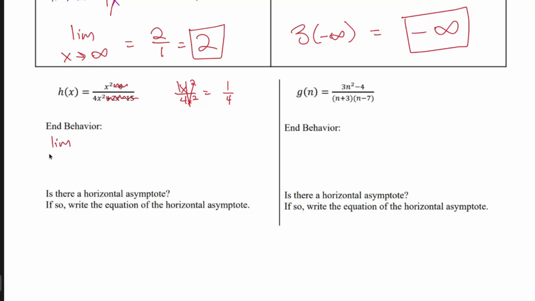So the limit as x approaches negative infinity of h of x is going to be 1/4, and the limit as x approaches positive infinity of h of x is also going to be 1/4. Since they're both heading to the same number, yes, there is a horizontal asymptote, and that horizontal asymptote is y equals 1/4.